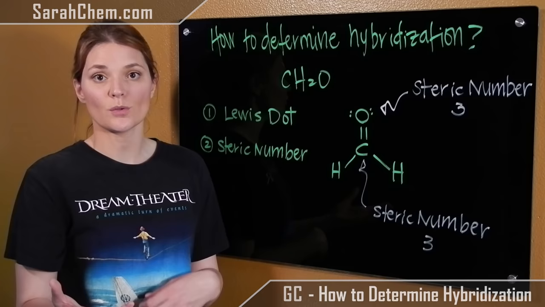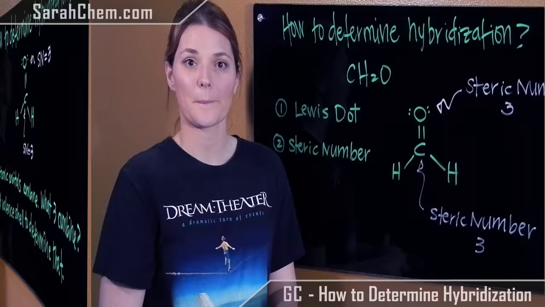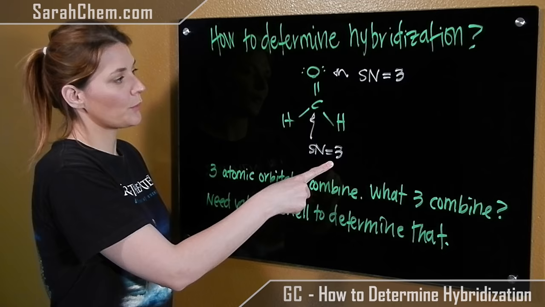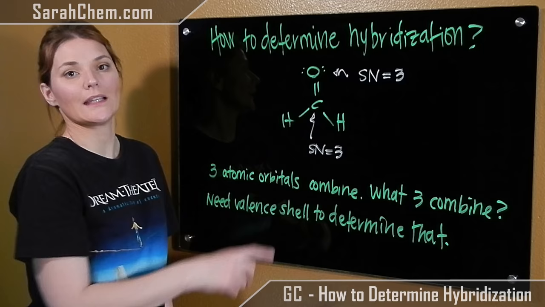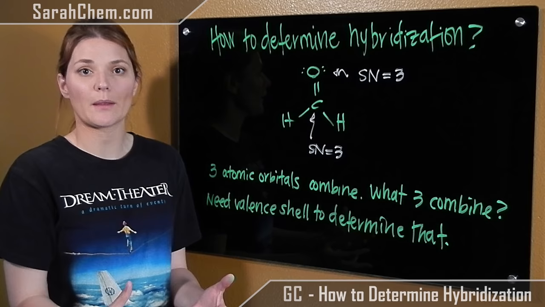So let's look at how this will help us next. Now we've determined what the steric number is. For carbon, it was 3, and for oxygen, it was 3 as well. That's telling us that both oxygen and carbon need to individually combine 3 of their atomic orbitals to create the necessary hybrid that they will use to make all the bonds.